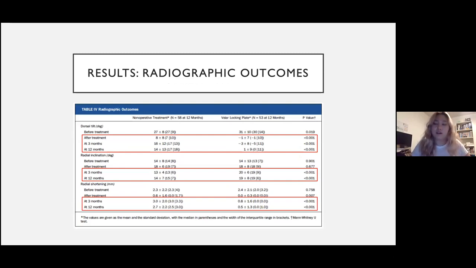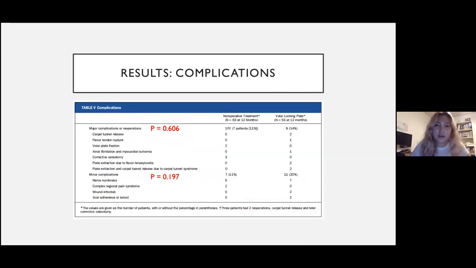Radiographic outcomes, unsurprisingly, were completely statistically significant when it came to the improvements. We expected that, but as it was mentioned before, radiographic outcomes don't necessarily correlate to clinical outcomes. So while this is great, we don't know if this actually means that the procedure is better per se.